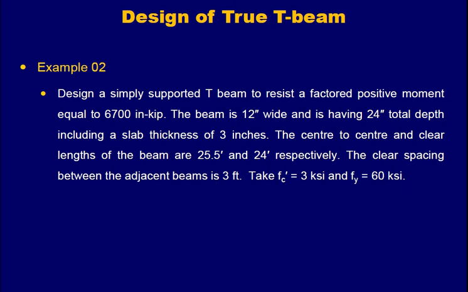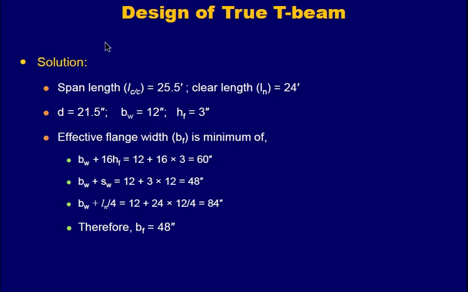Take these material properties. So this is the given data: span length of beam and clear length, the effective depth, width of the web, height of the flange or the slab. So we can calculate the effective flange width as the minimum of these, and we can get this 48 inches as the bf effective flange width.